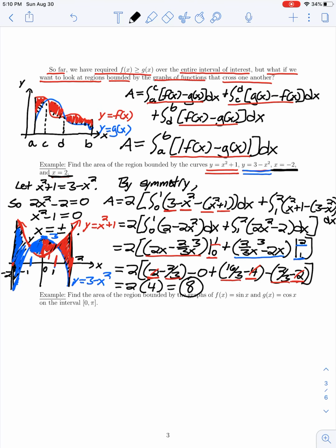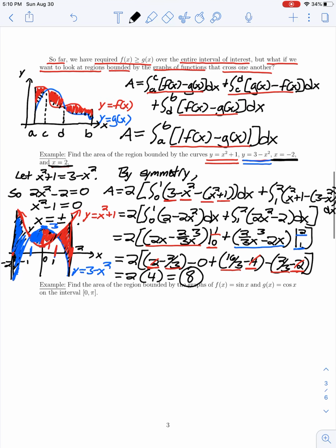Okay, so in our last example for this lecture, we will consider the following. We are asked to find the area of the region bounded by the graphs of f of x, which is sine x, and g of x, which is cosine x, on the interval from 0 to pi. So again, in order to visualize our region, or determine whether these curves cross one another within that specified interval from 0 to pi, it's helpful to graph these.